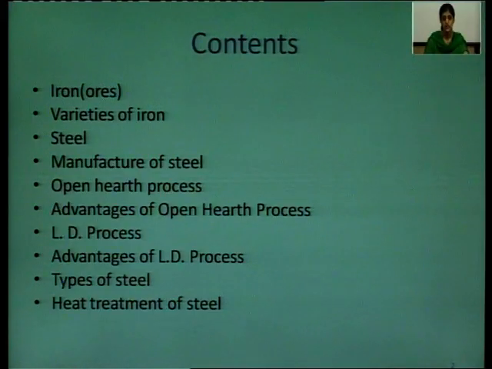The manufacture of steel will be started by two processes, the open hearth process. Then later on we would be discussing about the advantages of open hearth process. Then I would discuss the LD process for manufacture of steel and the disadvantages of LD process. Later on we will be discussing about the various types of steel. After discussing the manufacture, we will be discussing the types of steel, and then we would be studying about the heat treatment of various steels. So, let us start with our lecture.